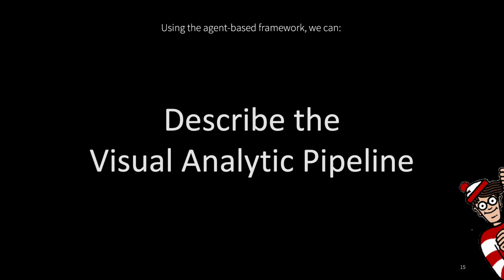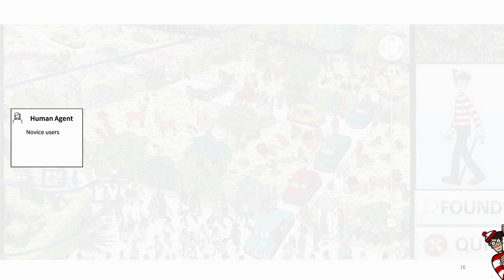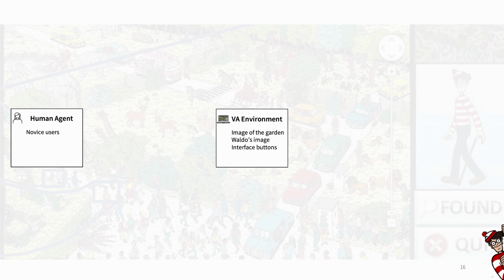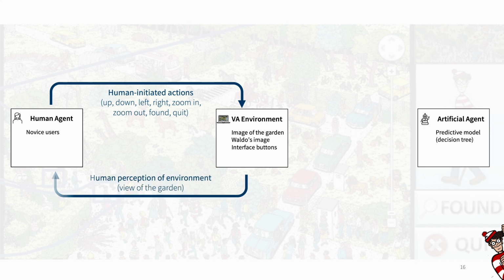First, let's use our framework to describe this visual analytic pipeline. Our human agent here is the novice user who's playing the game. The environment consists of the image of the garden, Waldo's image, and the interface buttons. And we can say that the artificial agent is a predictive model which infers task performance and personality traits of the player. The player interacts with the environment by taking a sequence of actions, including panning in one of the four directions, zooming in and zooming out, reporting Waldo's location, or quitting the game. In response to these interactions, the player can perceive the updated view of the garden.